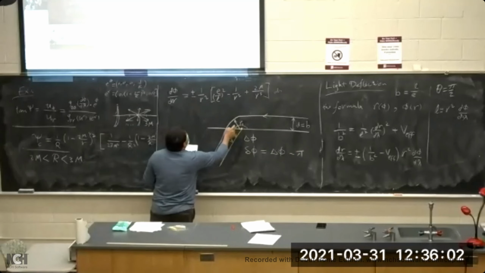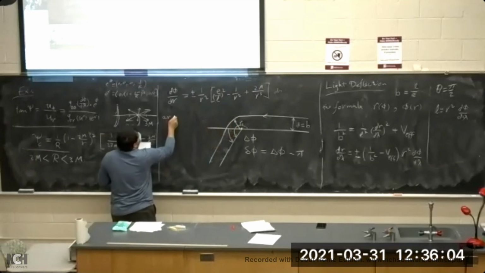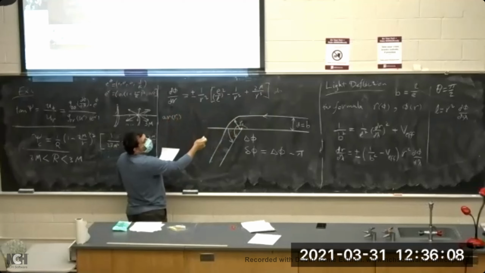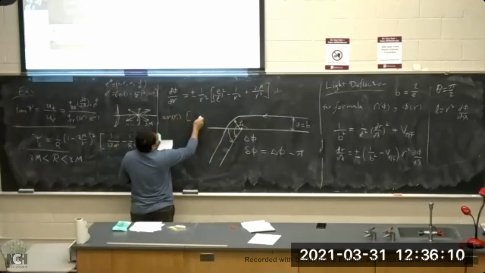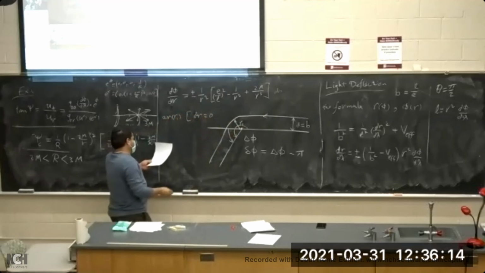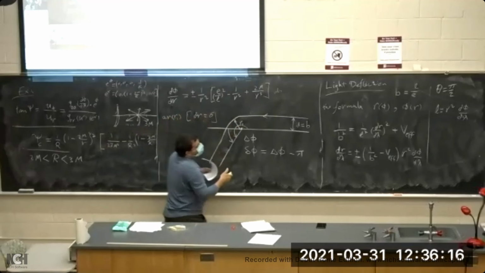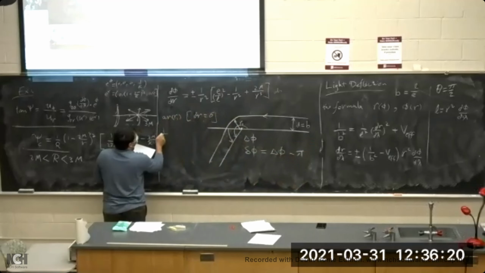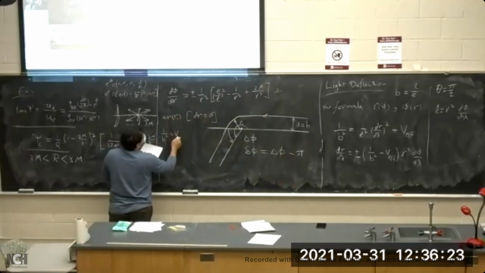Also at R minimum, this is the minimum value. At this value, dr is equal to 0. And we have, from this equation, that 1 over b squared is equal to V effective.